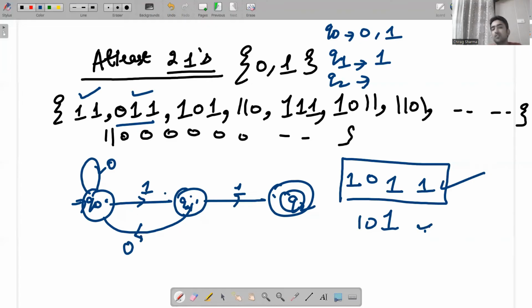1 from this side, 0 from this side, but 1 from this side. I'm ending up with Q1, which is not a final state. So I must go to final state Q2. Unfortunately, this answer is not getting accepted.